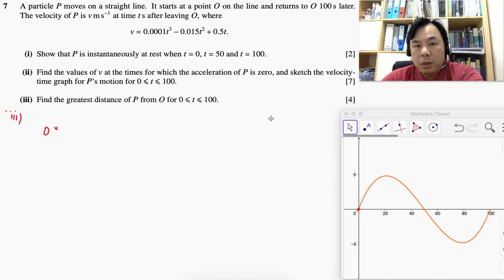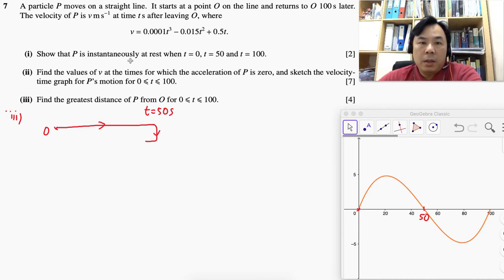And then let's assume that it travels towards the right hand side. So it's going to travel in this direction for 50 seconds. So at t equal to 50 seconds, it will start to change direction, because this is where it is instantaneously at rest. That is when it starts to change direction. That's the reason why your velocity becomes negative now, because it's moving in the opposite direction.